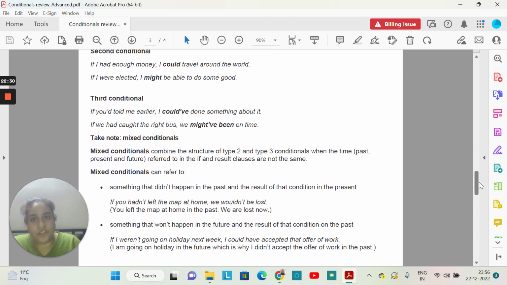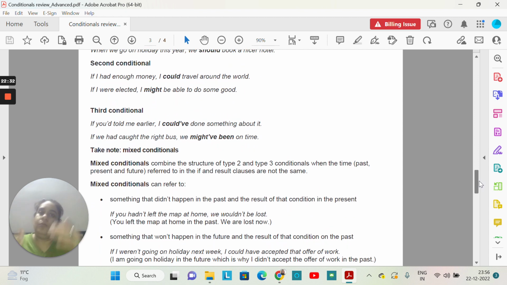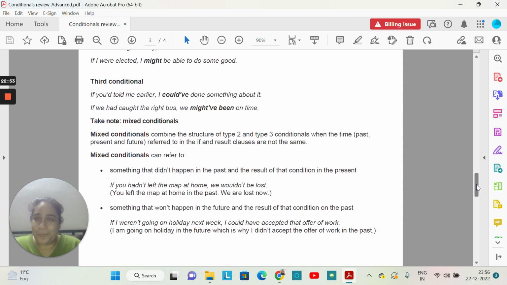Models will change. Like I told you, the models will change, the rest of the sentence, the structure stays the same. Second conditional. If I had enough money, I could travel around the world. If I were elected, I might be able to do some good work, or I'm sorry, I might be able to do some good. Yeah, work also makes sense. I went with a nice flow there, so yeah.